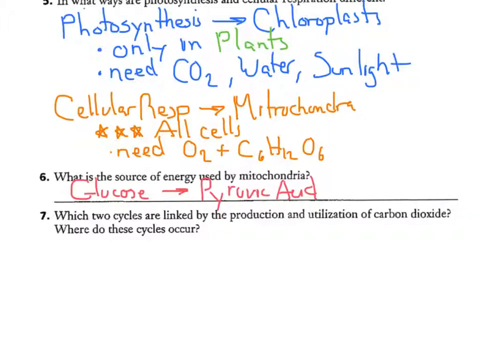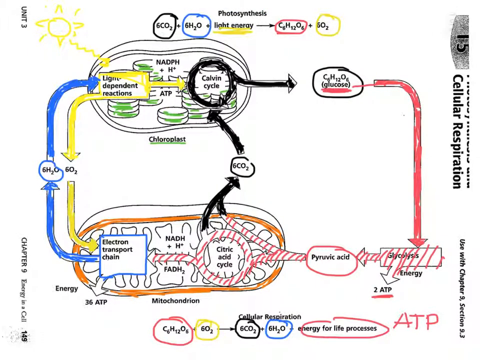Excellent. Now, which two cycles are linked by the production and utilization, in this case, of carbon dioxide? Where do these cycles occur? Well, again, let's go back and look at our diagram real fast. So I'm looking for carbon dioxide. I see that here's carbon dioxide. I see it up here. I see it being produced here.